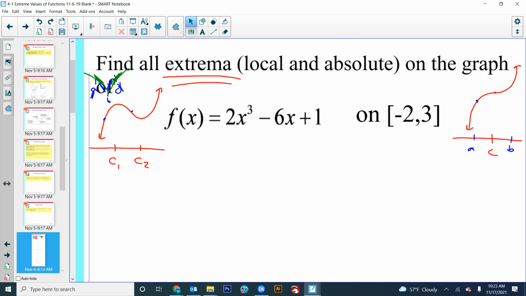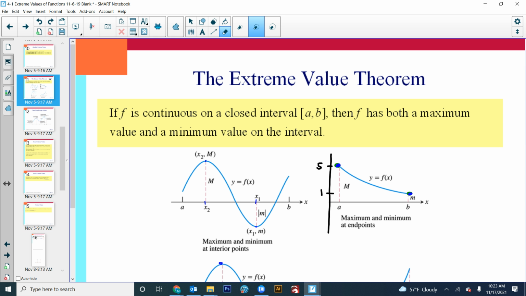What do you notice about this problem? It's got some endpoints. Restricted. Doesn't go on forever. I don't know where we're cutting this thing off. Maybe we're cutting it off like there. It could be. But we know from the extreme value theorem, if f is continuous on a closed interval, it's going to have both a maximum and minimum value.